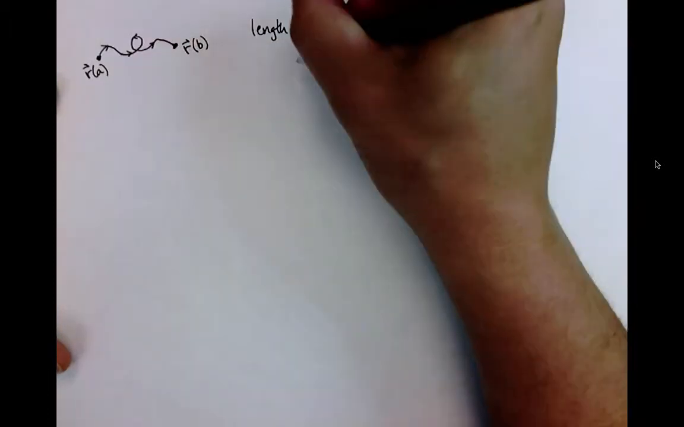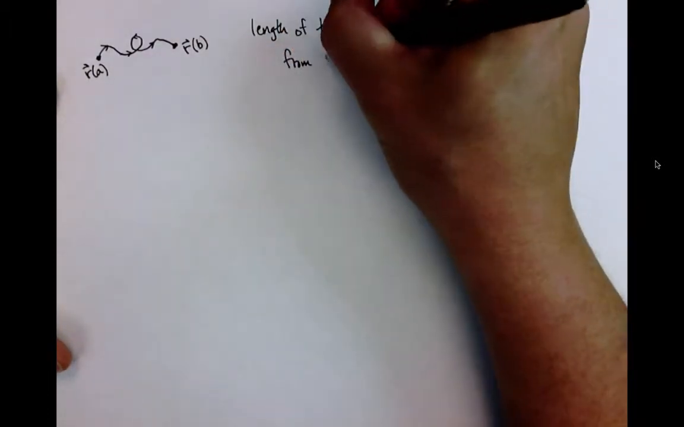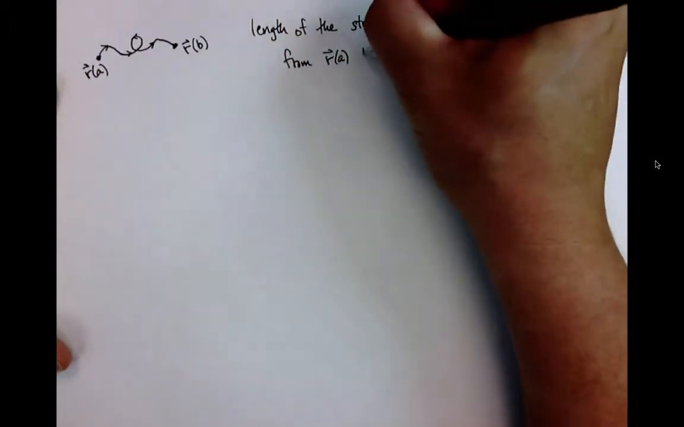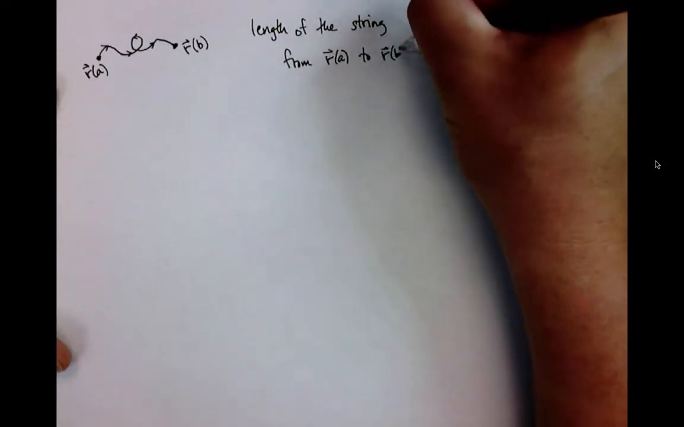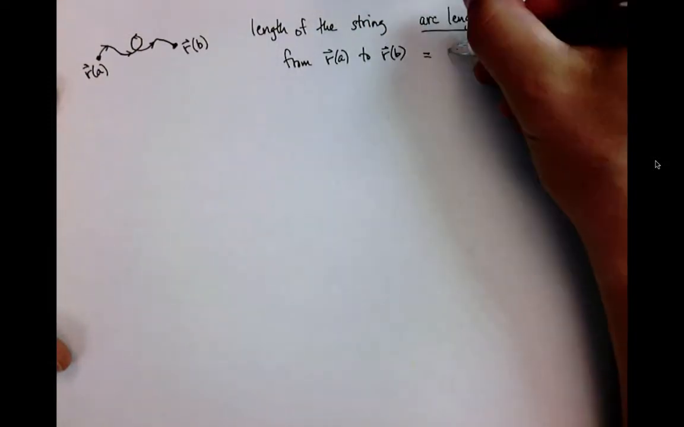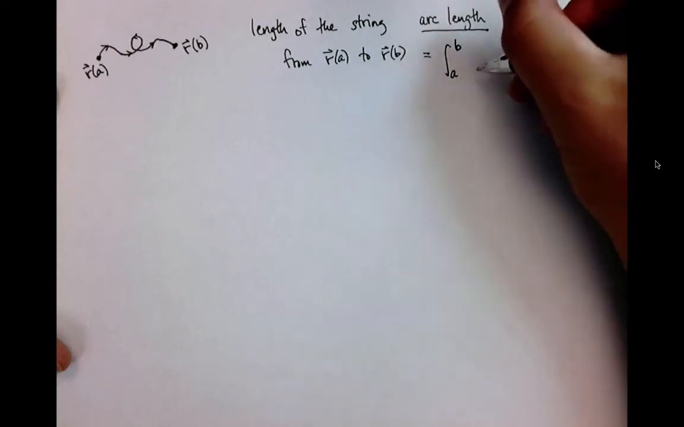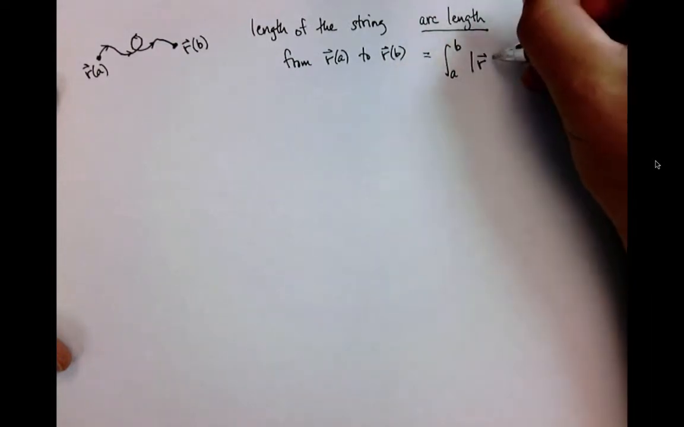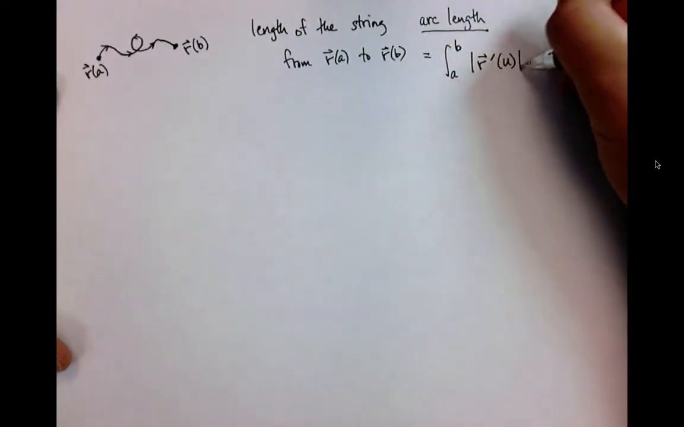So if we look at the arc length from R of A to R of B, it turns out that it's the integral of the magnitude of R prime from A to B.